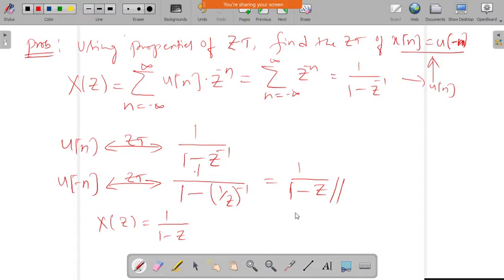So then what about the ROC? For this case, what is the ROC? z inverse should be less than 1. Okay. So in this case it will be 1 over r, right? Whatever r comes, it will be 1 over r. So 1 over r means the magnitude of z should be less than 1. So here z inverse will be less than 1. For this case z should be less than 1. That is the ROC. Okay. So this is one problem, and now you can try to do this one.